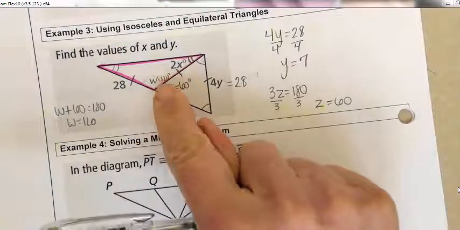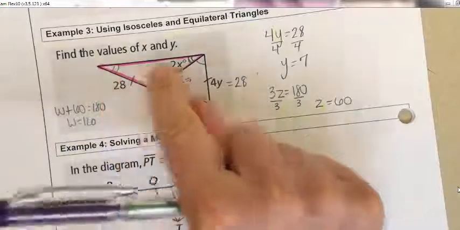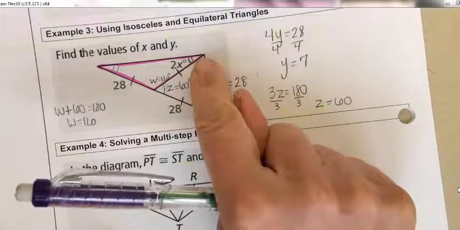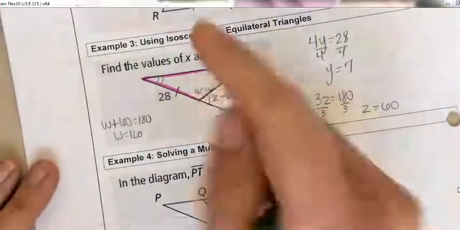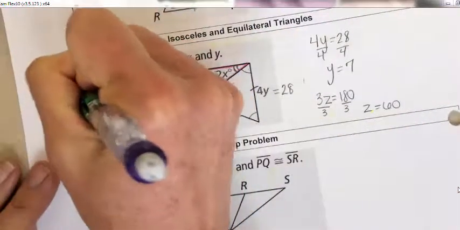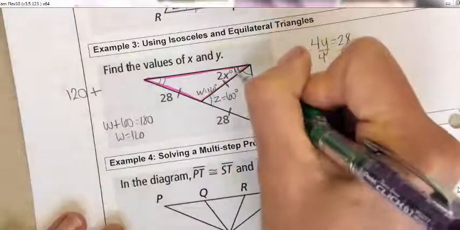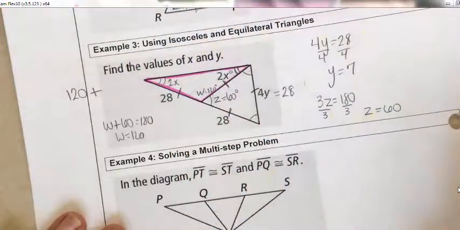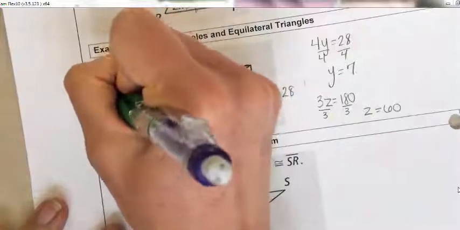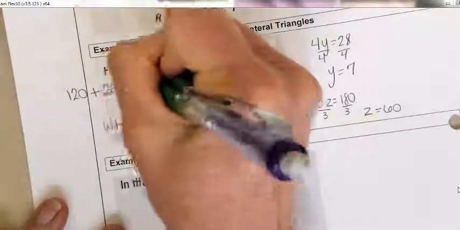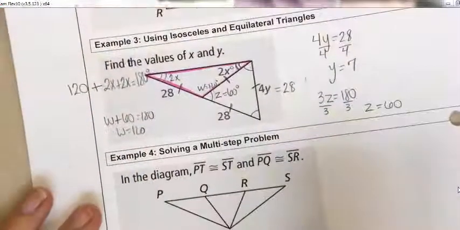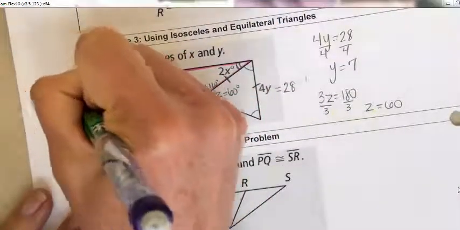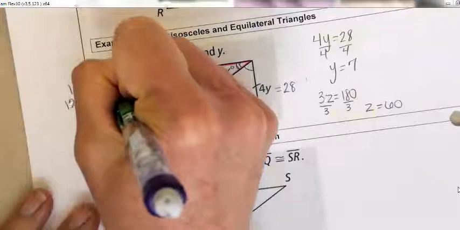Well, 120 degrees plus these two congruent angles is going to have to equal another 180 degrees, right? So 120 degrees plus, well, this angle is called 2x, and this angle is called 2x as well, right? That's going to equal 180 degrees. All right, so simplifying that, I get 120 plus 4x equals 180.